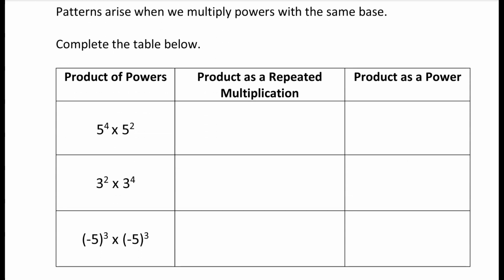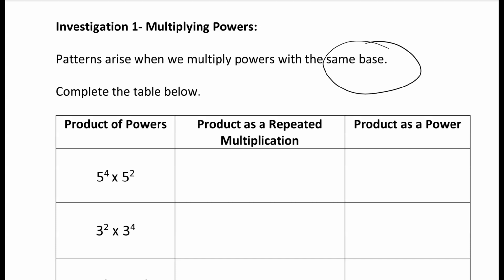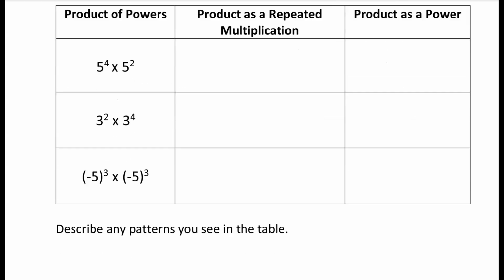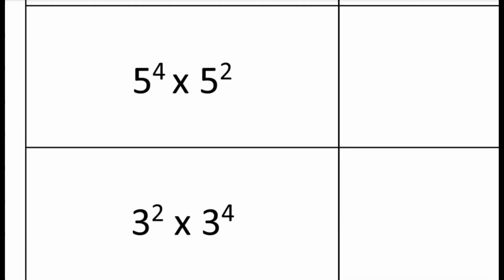Patterns arise when you multiply powers with the same base. A big importance here is that we're talking about the same base. It has to be the same base in order to combine these powers together. The base here is 5, the base here is 5. So that means it's going to follow the product law because the bases are the same. Let's see what this looks like.